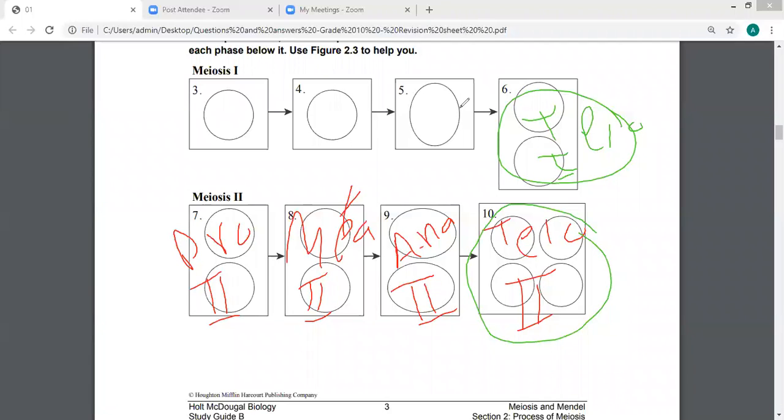Okay, there are 2 points. Number one, reduce the number of chromosomes from diploid to haploid. Clear?